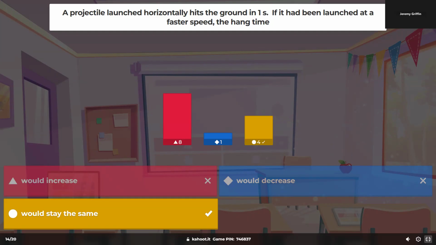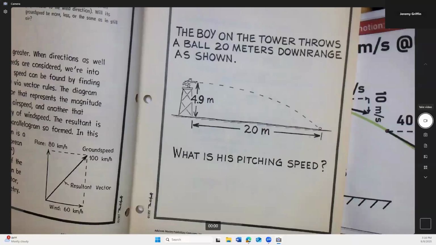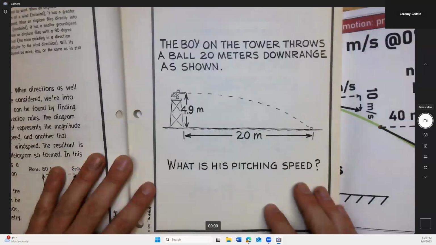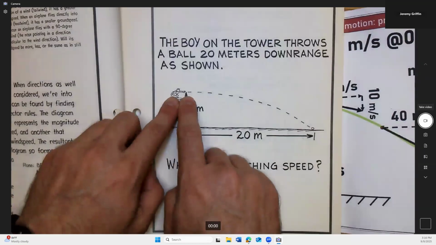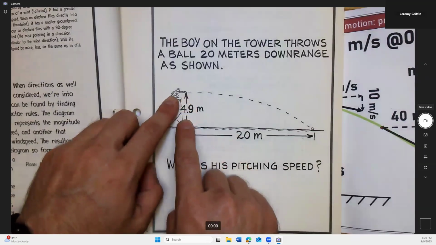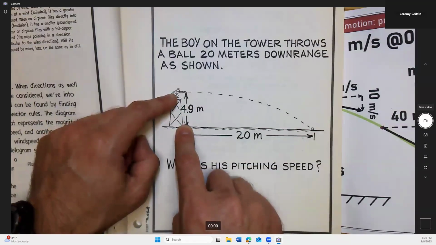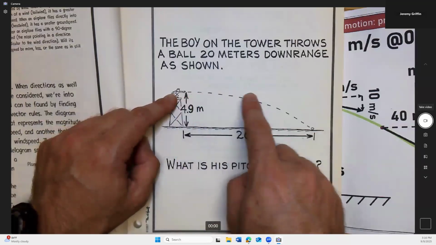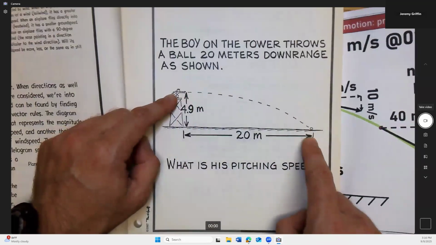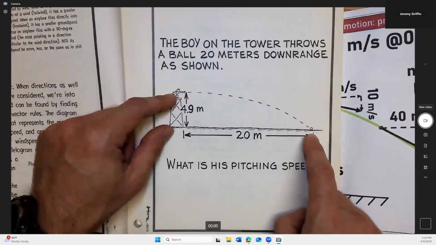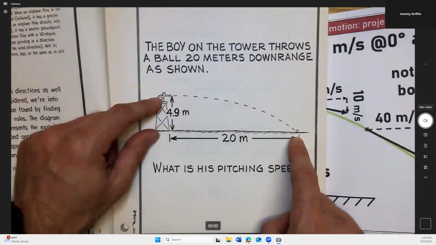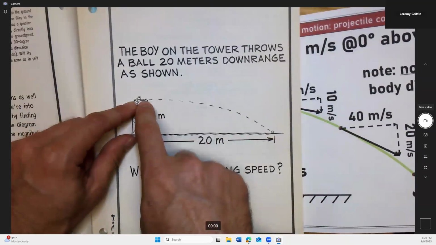Oh, whoops, didn't flip the screen. Here we go. Guys, listen to this concept here. Remember, if the kid just drops the ball, how much time does it take to fall 5 meters? 1 second. You guys remember 1 second? Okay. If he throws it horizontally, does it still take 1 second to fall that same height? Yeah, still 1 second. What if he throws it twice as fast?